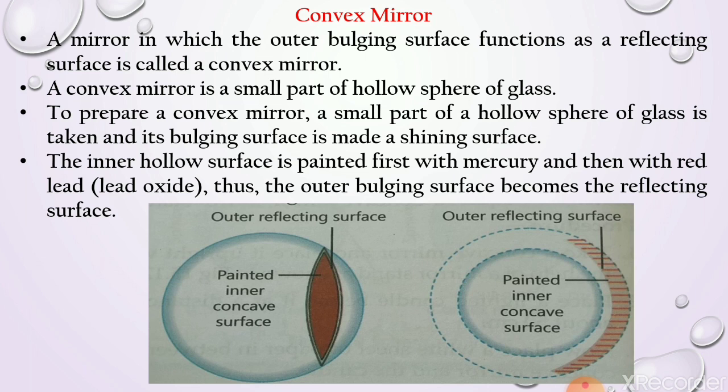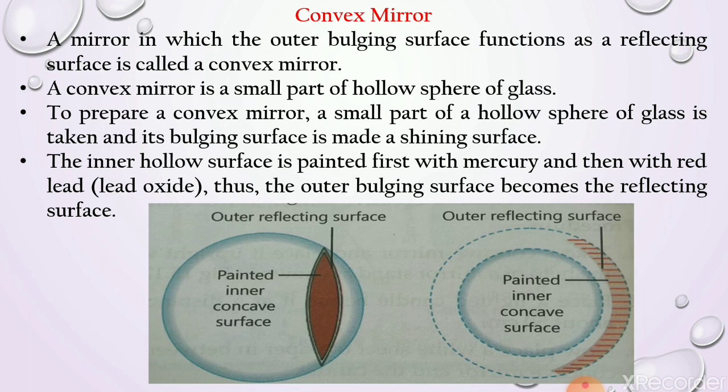Now the next type of mirror we will see is the convex mirror. So in spherical mirrors, the first type of mirror that we have studied is the concave mirror. The next type of mirror that we will study is a convex mirror. So a convex mirror is a mirror in which the outer bulging surface functions as a reflecting surface. Okay, so a mirror in which the outer bulging surface acts as a reflecting surface is called a convex mirror, just opposite to the concave mirror.